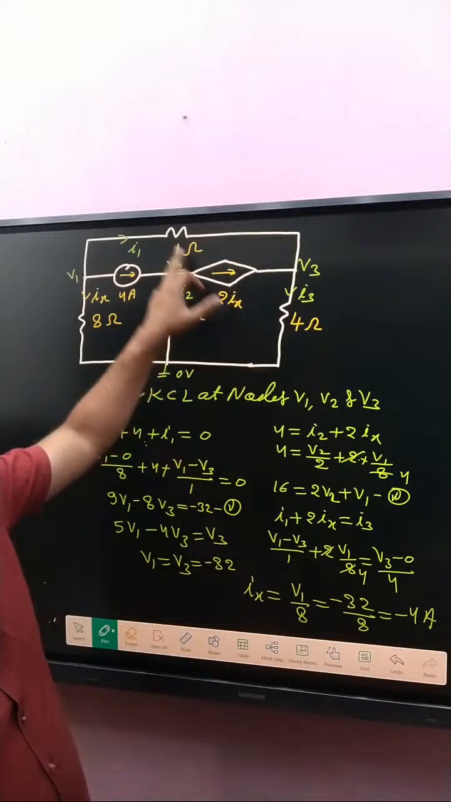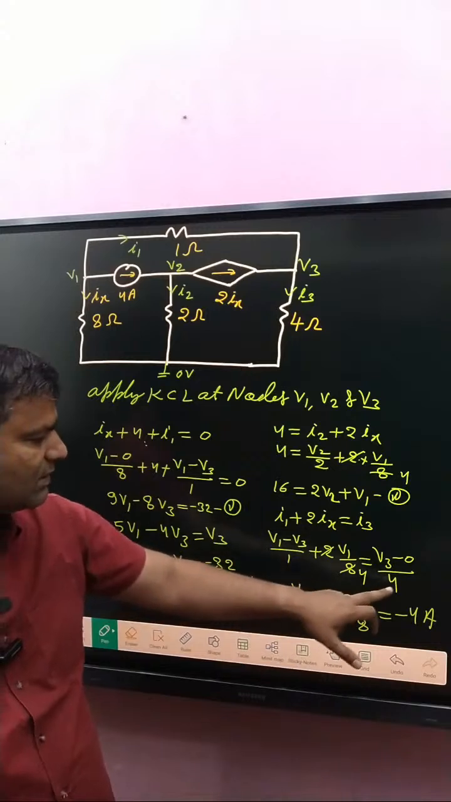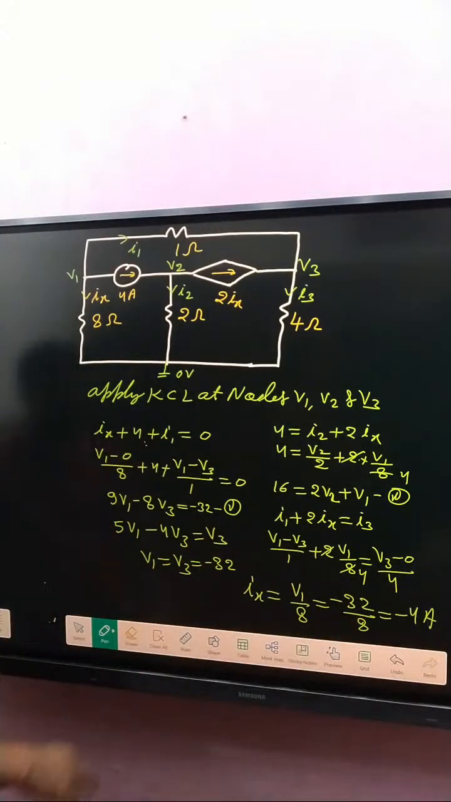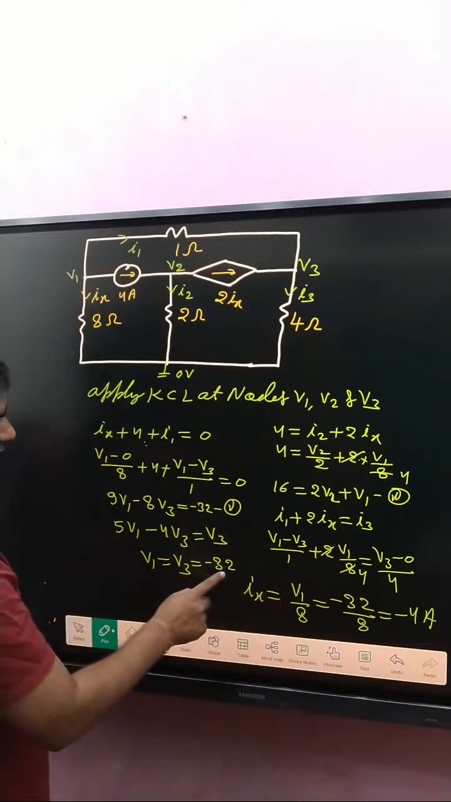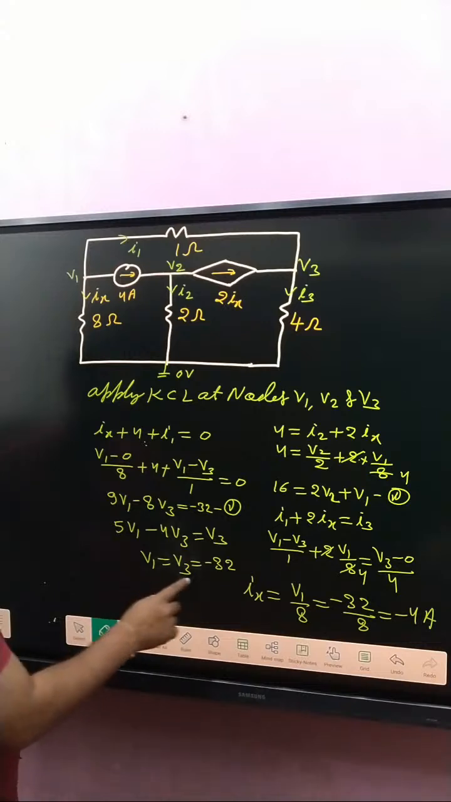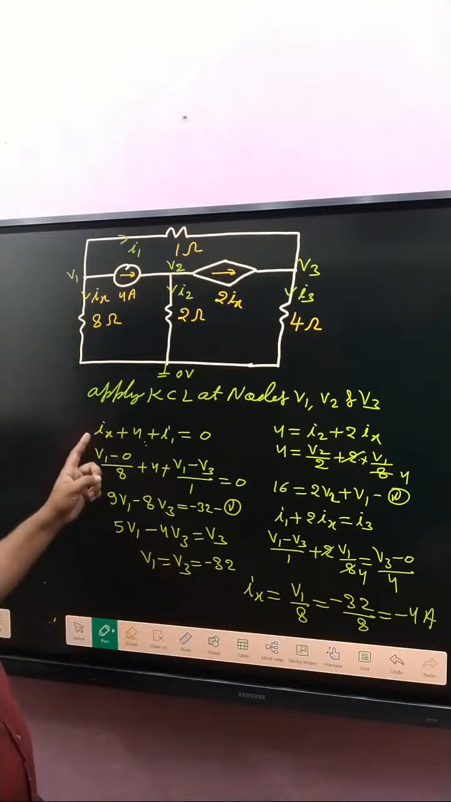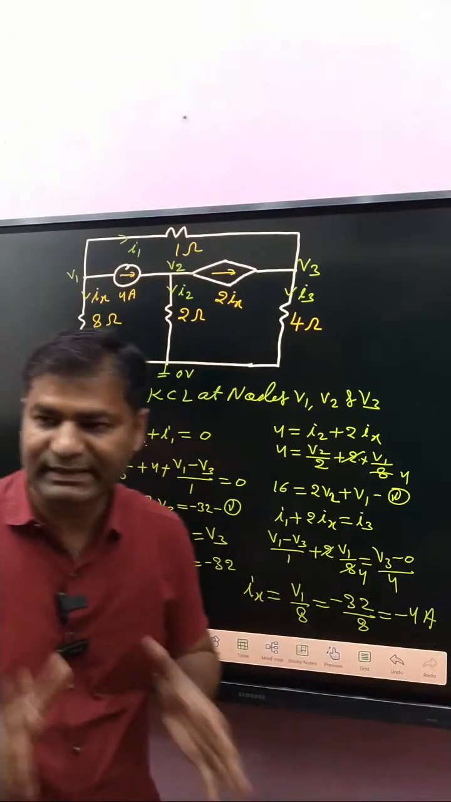Now third step, apply KCL here. Incoming current 2Ix plus I1 is equal to I3. Like that. Put this value, we get like that. Okay. After solving this, we get how much? V1 is equal to V3. Put here, then we get minus 32. And Ix is how much? V1 by 8. So we get minus 4 ampere is the right answer.